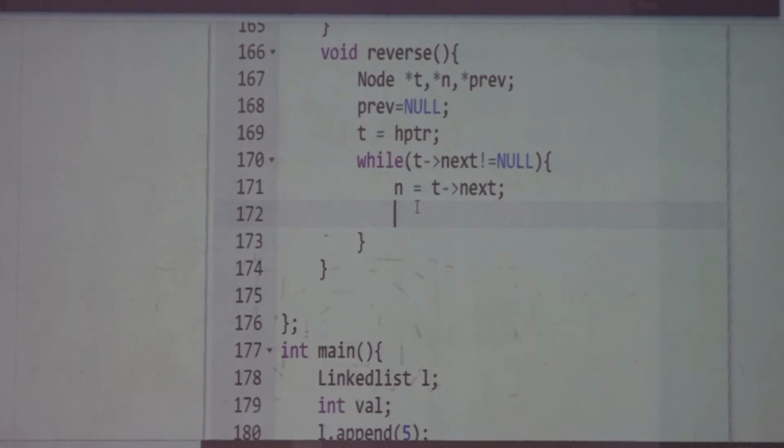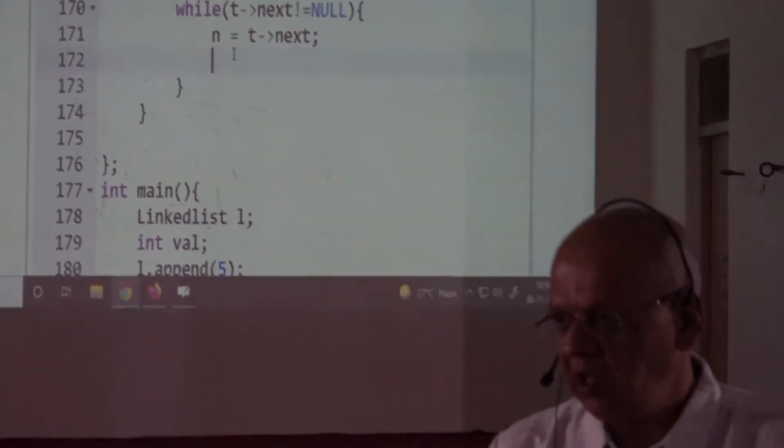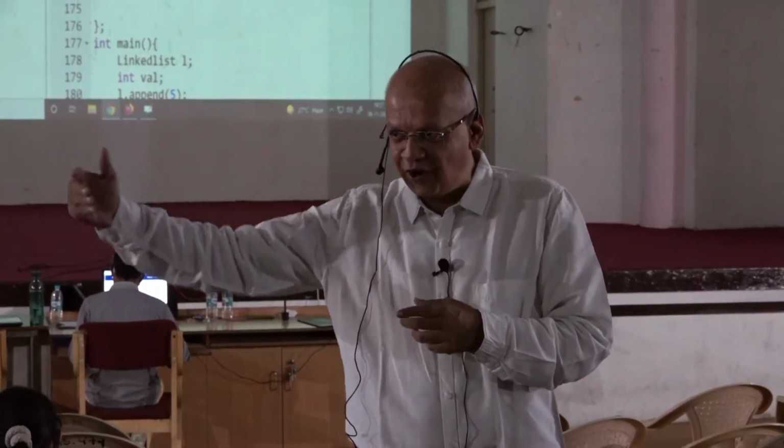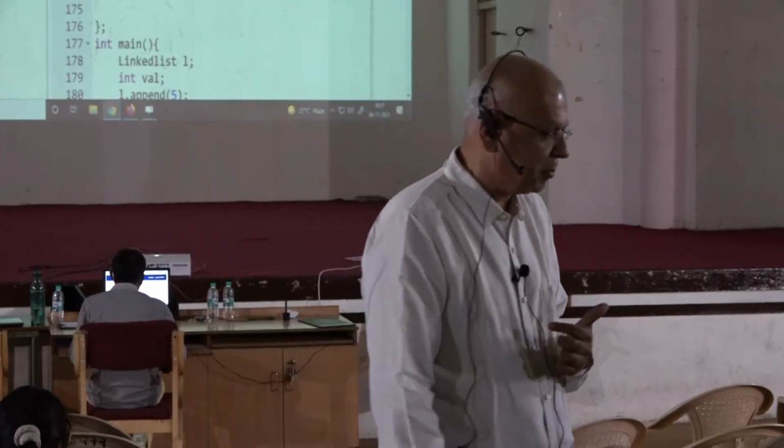Do all of you understand this line? Why am I doing it? If I lose t's next, because I am going to put something else in t's next, the original t next will be obliterated, overwritten. If I lose that, I'll keep going back. I have to go forward also in the list so that I can orient it appropriately.